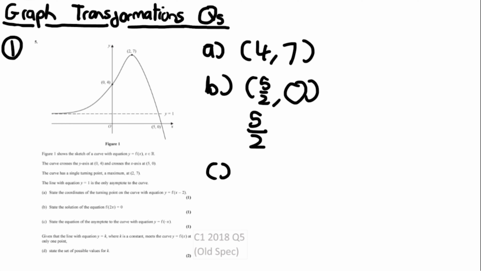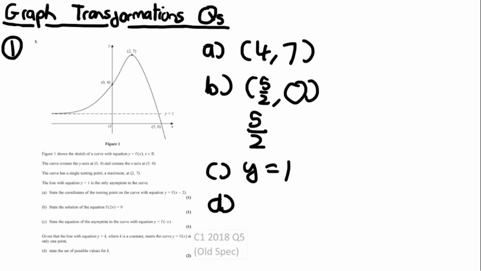For part C, it wants you to state the equation of the asymptote to the curve of the equation y is equal to f of minus x. Now remember that if it's f of minus x, that means it's a reflection in the y-axis. And if you reflect this in the y-axis, you'll actually find that the asymptote is just going to stay the exact same. So the asymptote is still just going to be y is equal to 1. It's not going to change, and that's just the final answer like that.